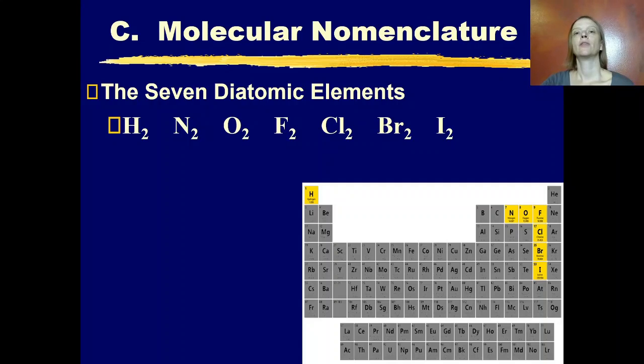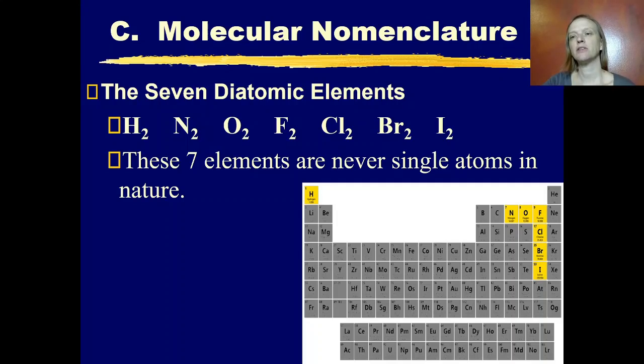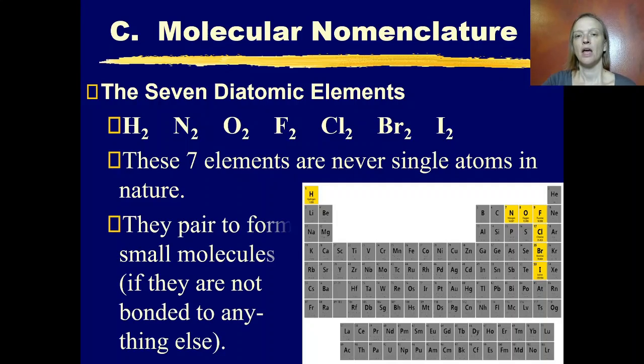So there are 7 important molecules that you need to know about because they don't have fancy names. We just name them after their elements, but they are molecules, not individual atoms. And these are the 7 diatomic elements. So these 7 elements are never found as single atoms in nature. They always pair to form small molecules unless they're bonded to something else.